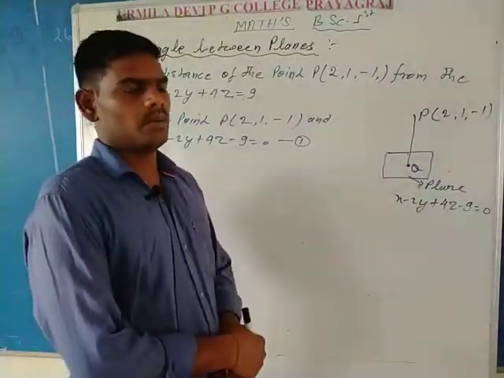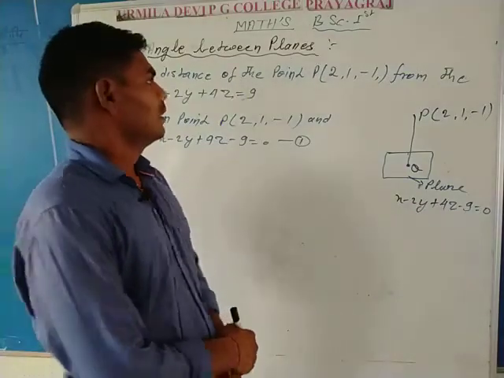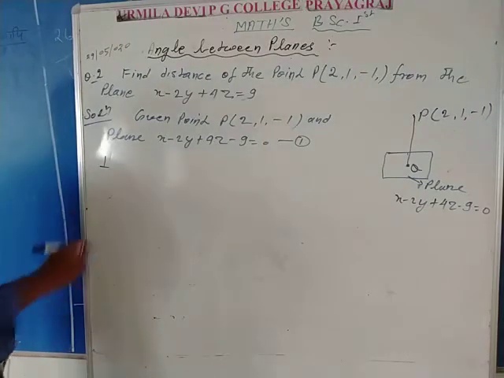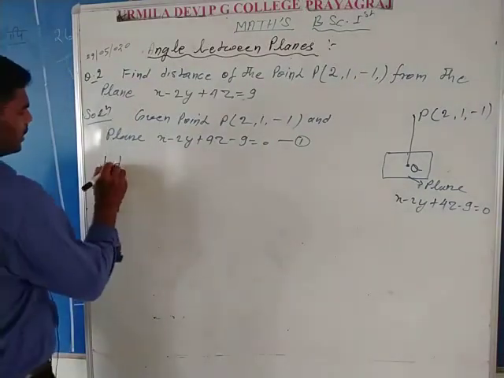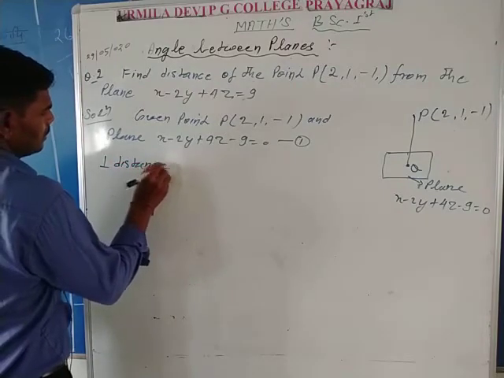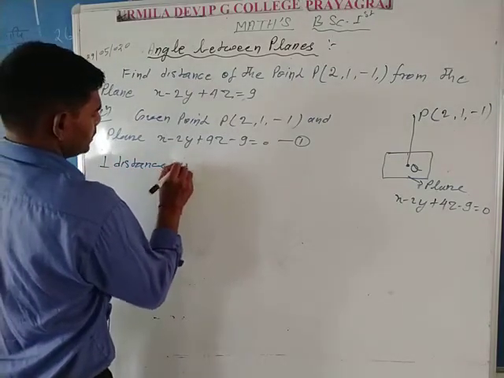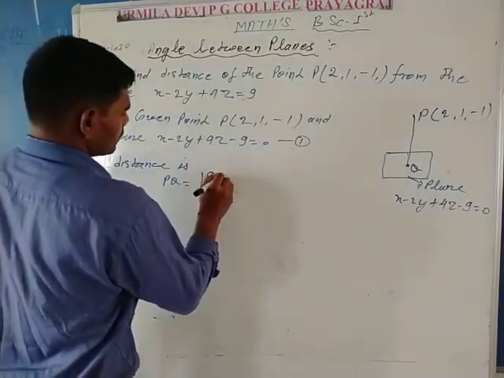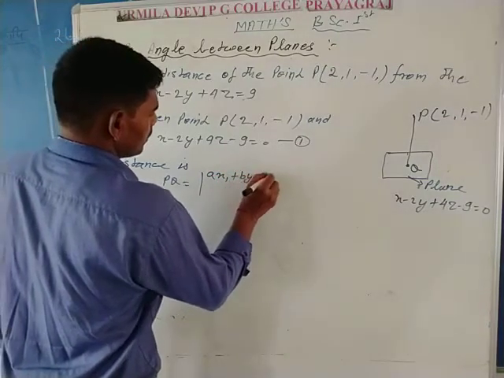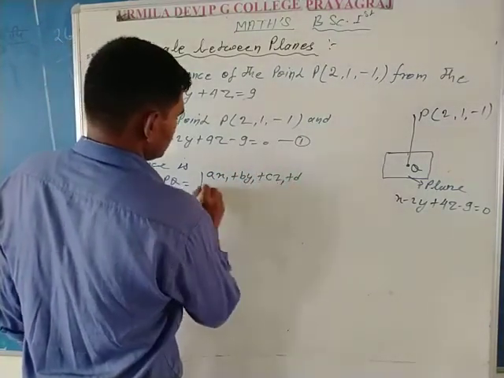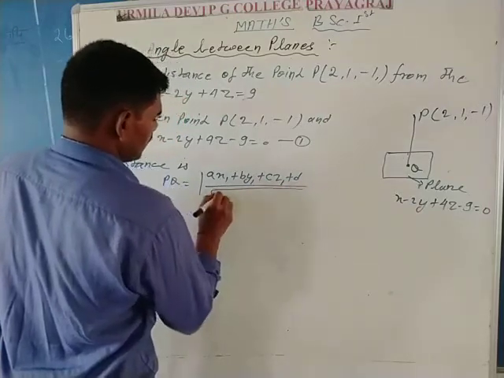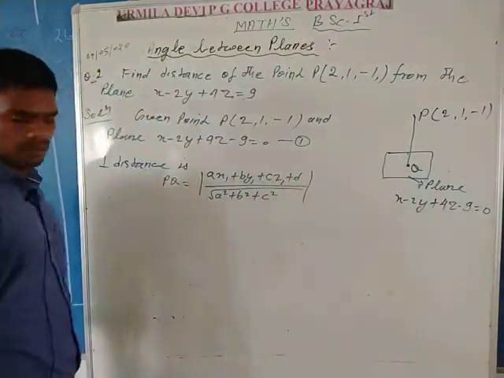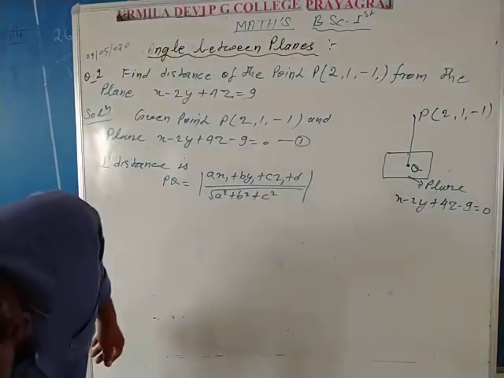The value of the perpendicular distance PQ you can find using the direct formula shown in article second. Therefore the perpendicular distance PQ is equal to the mod of A x1 plus B y1 plus C z1 plus D, divided by the square root of A square plus B square plus C square. This is the formula shown in article second.